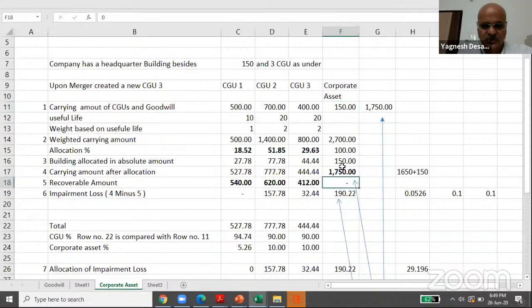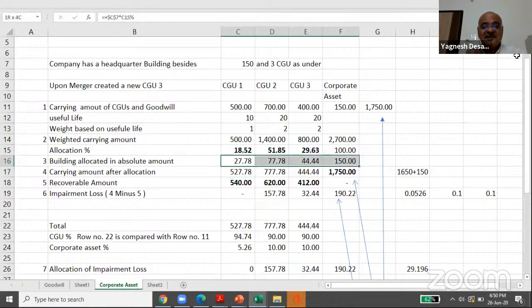Focus a little, just a little, not too much. Ultimately I am with you. So 527.28, 777.78 and 444.44. This is my revised carrying value. But keep one thing in mind: this carrying value includes one component, which is included in this 527, and that is 27.78. This and this and this.